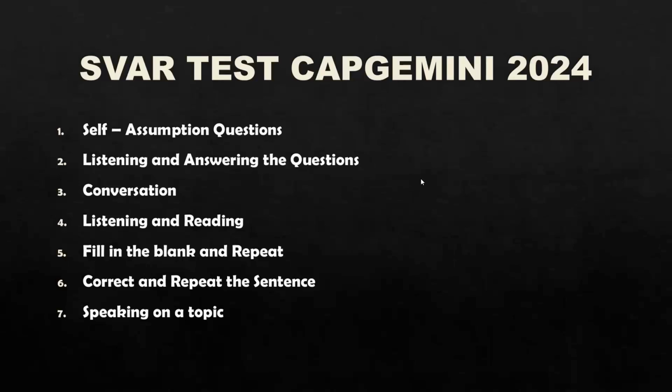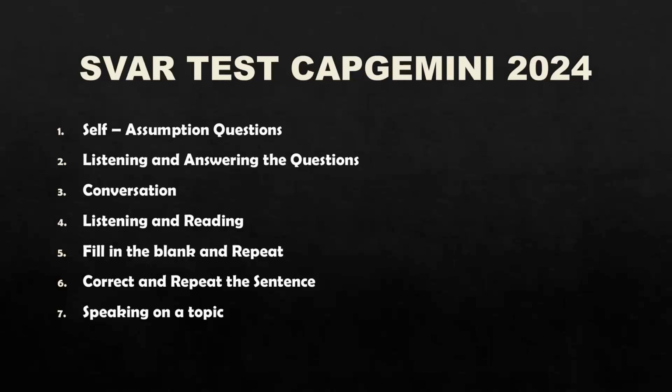Now the second section is listening and answering the questions. In this section, you have to listen to the speech and then answer a few questions based on what you have heard. For example, the speech goes like this. John went to the supermarket to buy groceries. Then the question they will ask is, where did John go? And you have to answer like, John went to the supermarket. The main thing they observe in this section is whether you are listening to the speech in a detailed way. They will check this. Okay.